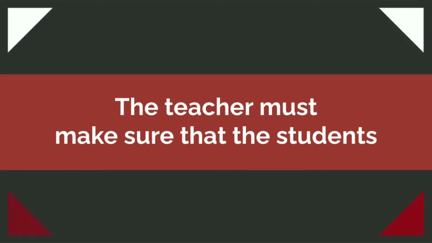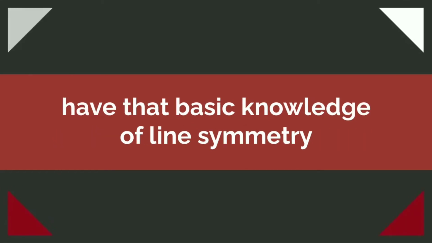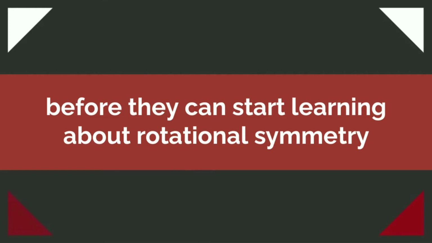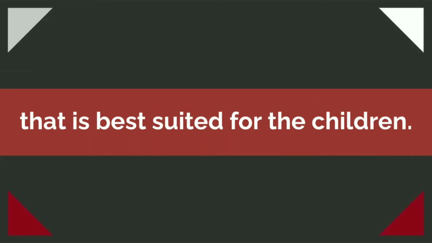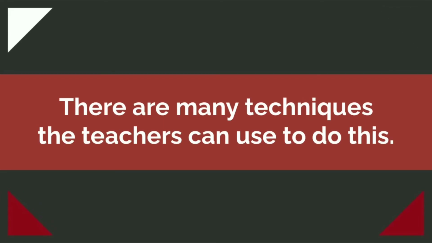The teacher must make sure that the students have that basic knowledge of line symmetry before they can start learning about rotational symmetry, and must preferably make a revision strategy that is best suited for the children. There are many techniques the teachers can use to do this.